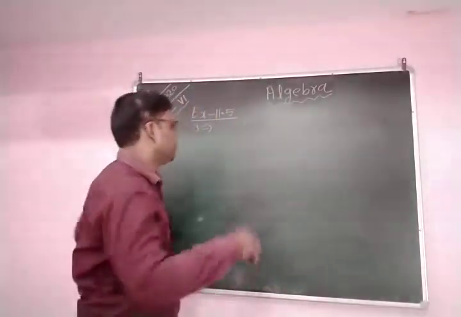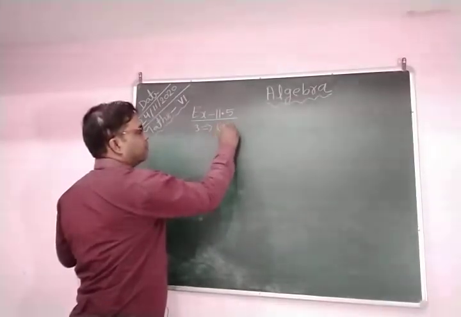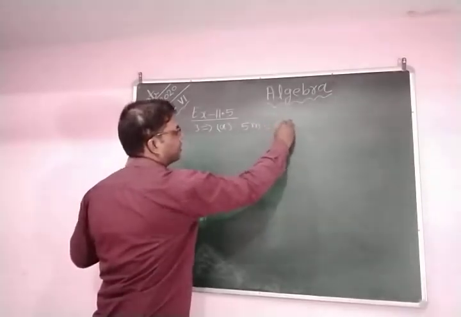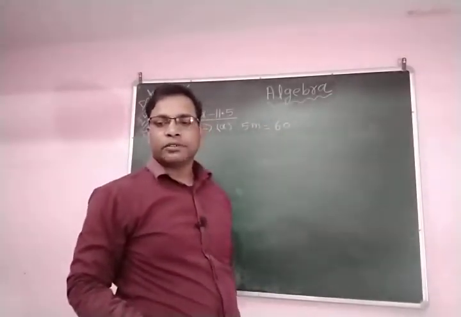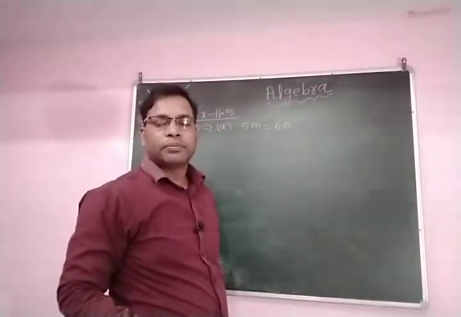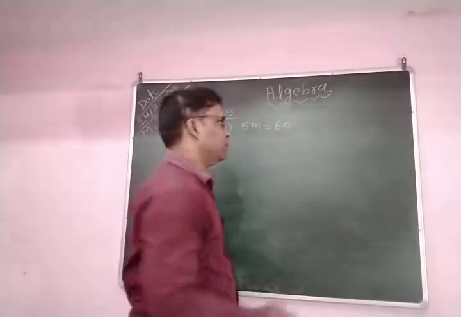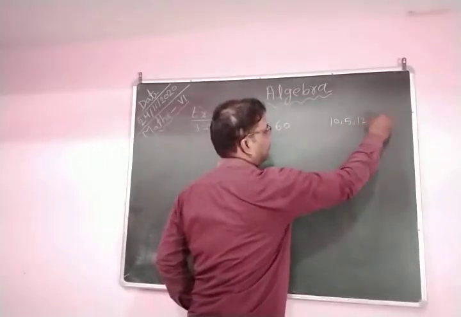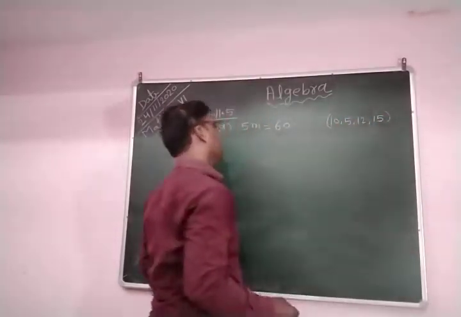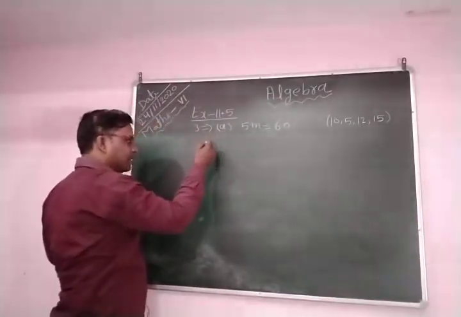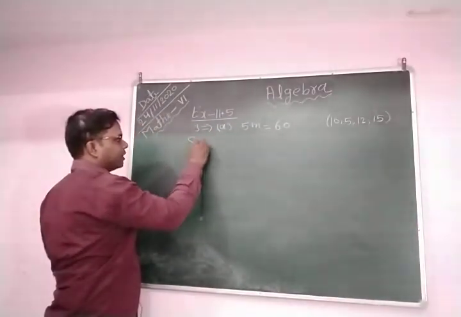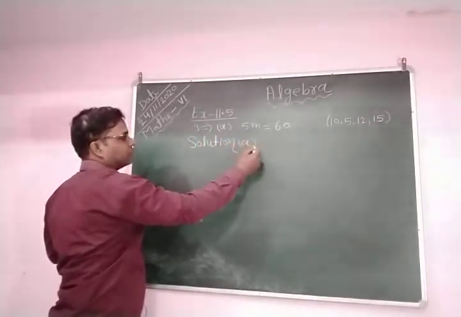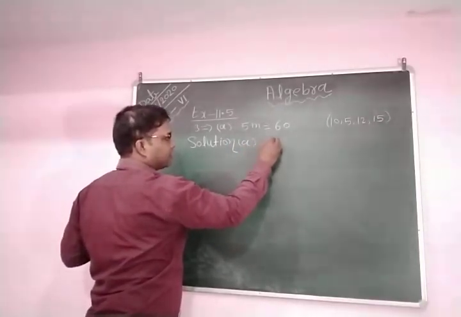First, here is part a: 5m = 60 is given, and the values in the bracket are 10, 5, 12, 15. Now in the solution of part a of question number 3, first write here: given equation.